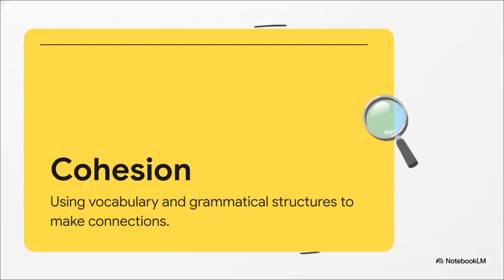Finally, we've got cohesion. So if unity is your focus and coherence is your logical order, cohesion is the actual glue that binds your sentences together on the page. It's all about using vocabulary, grammatical structures, and specifically, transition words to make the reading experience absolutely effortless. When a paragraph has great cohesion, the reader just glides from one sentence to the next without ever getting lost.